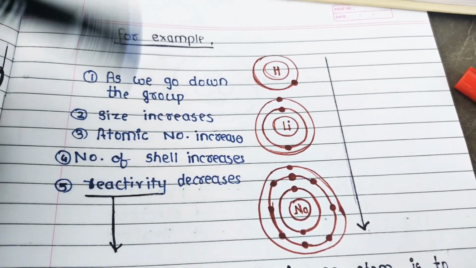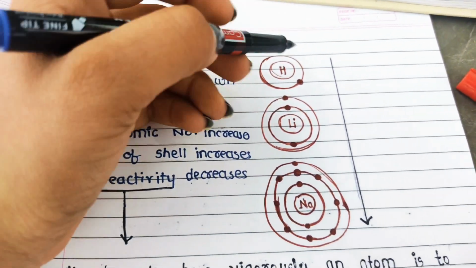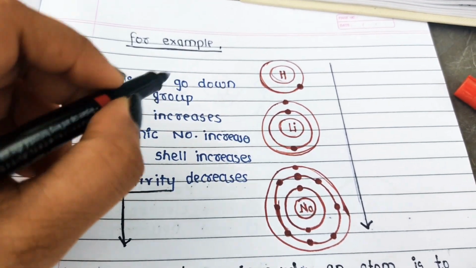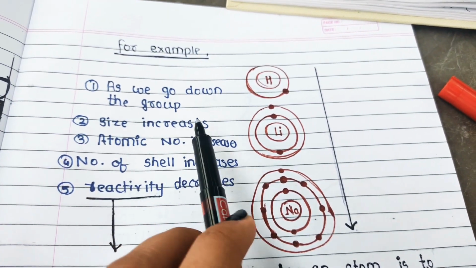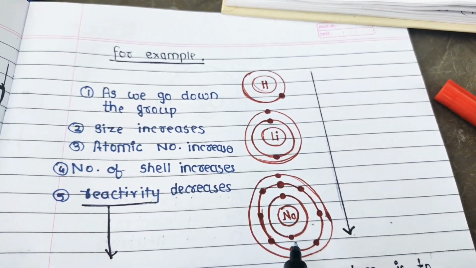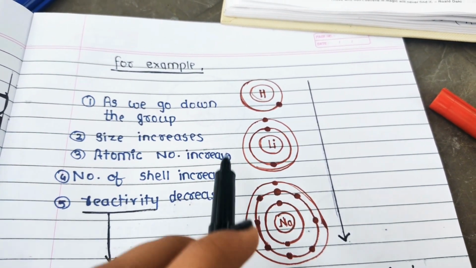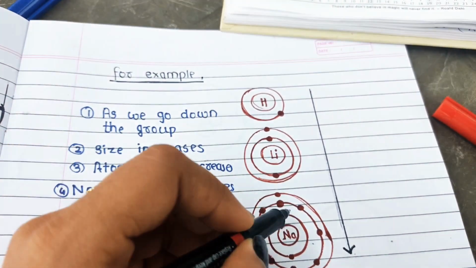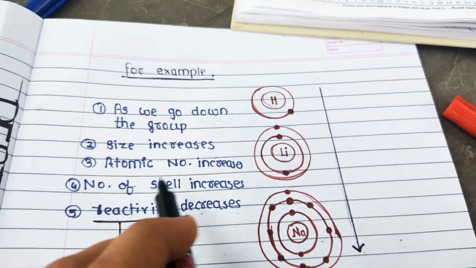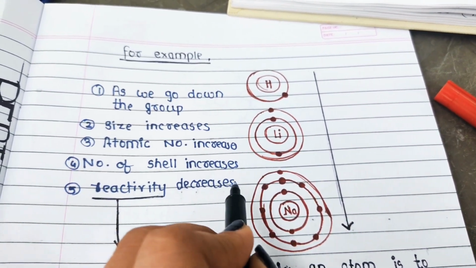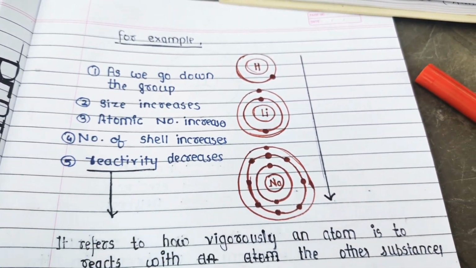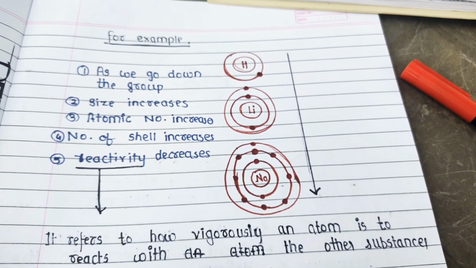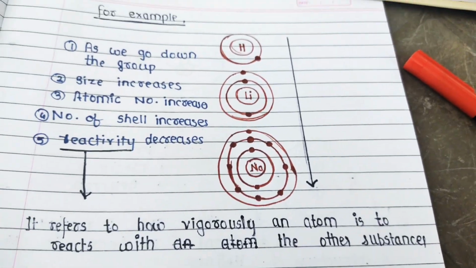For example, here is hydrogen, lithium, sodium. As we go down the group, size increases. As you can see, size increases. The number of shells increases. These are the shells, right? 1 shell, 2 shells and 3 shells. The number of shells increases and the reactivity decreases. So what is this reactivity? It refers to how vigorously an atom reacts with other substances.